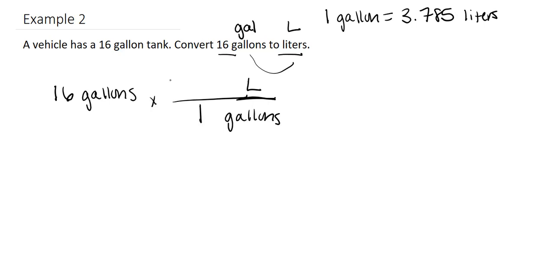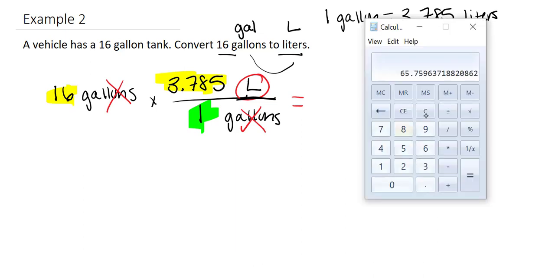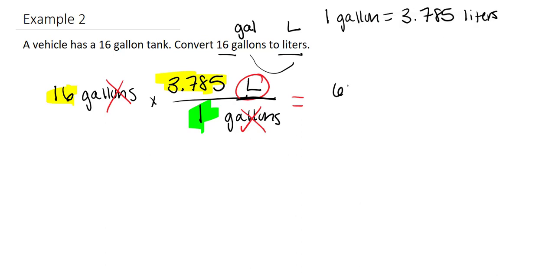So 1 gallon is equal to 3.785 liters. Now we cancel gallons. We're left with liters, which is what we want. Then we multiply 16 times 3.785, and then divide by 1. Let's get our calculators out: 16 times 3.785, and we get 60.56 liters over 1. Anything we multiply or divide by 1, we get the number itself.